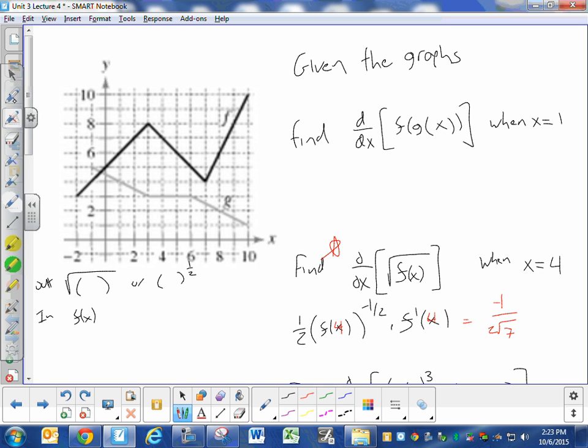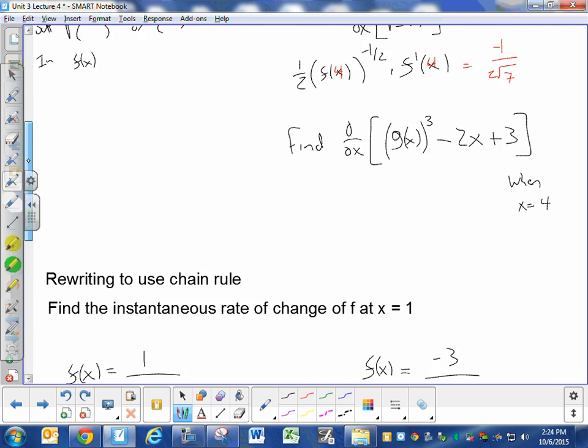Okay. I'll show you this. If you have f of g of x, when x is 1, we'd have f prime of g of x times g prime of x. Plug in 1 everywhere. And here's what's important: we'd have to find g of 1. G of 1 is 5. And then we'd have to find f prime of 5, whereas g prime of 1 is negative 1/2, the slope of g at 1. F prime of 5, the slope of f at 5, is negative 1, so this becomes positive 1/2. Okay, so be ready for those.